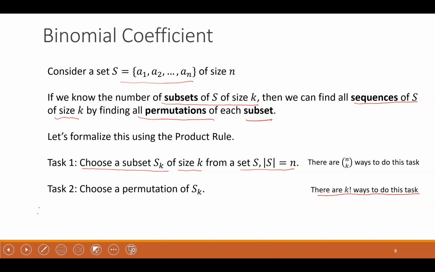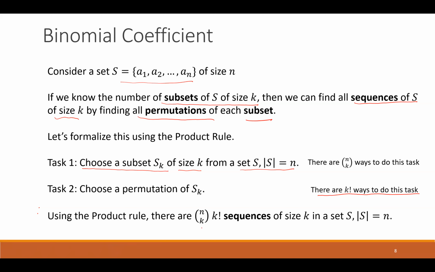Okay, so by the product rule, that means that there are n choose k times k factorial sequences of size k in the set S, where S has size n. All right. Any questions so far?